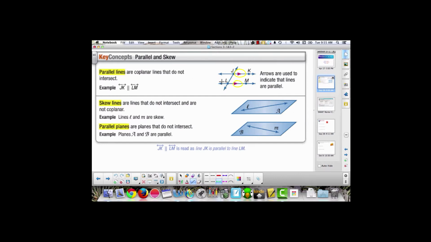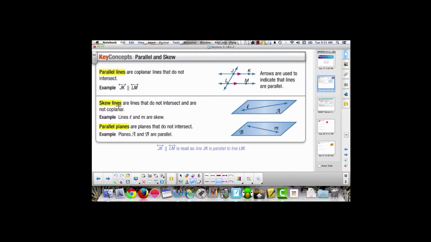To show parallel in a picture, we use arrows inside the line. Lines that have the same number of arrows, like JK and LM, can be considered parallel to each other. The symbol for parallel looks like this. This sentence right here reads, line JK is parallel to line LM.